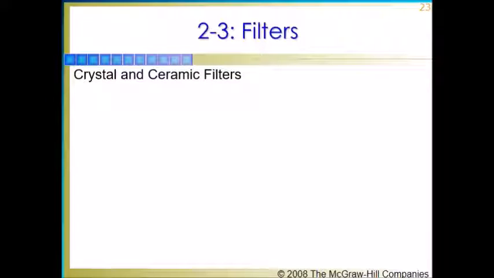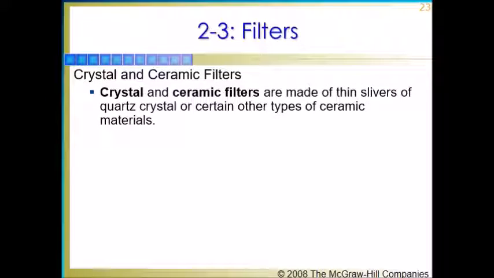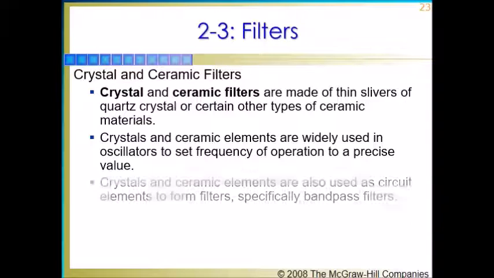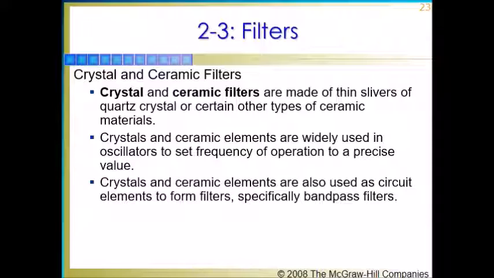Crystal and ceramic filters. Crystal and ceramic filters are made of thin slivers of quartz crystal or certain other types of ceramic materials. Crystals and ceramic elements are widely used in oscillators to set the frequency of operation to a precise value, which is held despite temperature and voltage variations that may occur in the circuit. Crystals and ceramic elements are also used as circuit elements to form filters, specifically bandpass filters.